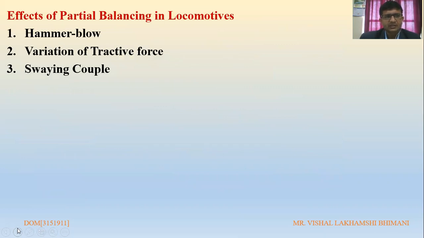So if there is a partially balanced or unbalanced system, a partial balancing system in locomotives, then what are the effects it produces? We discuss that. So basically there are 3 effects: hammer blow, variation of tractive force, and third is the swaying couple.